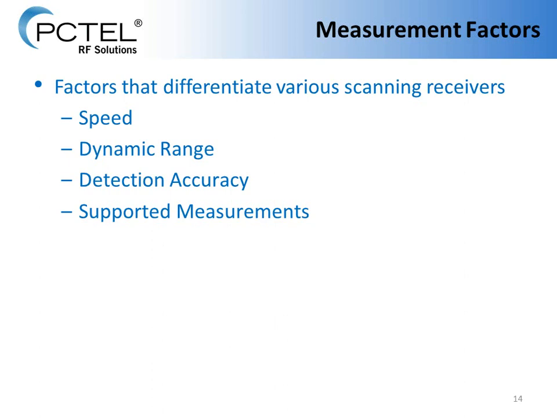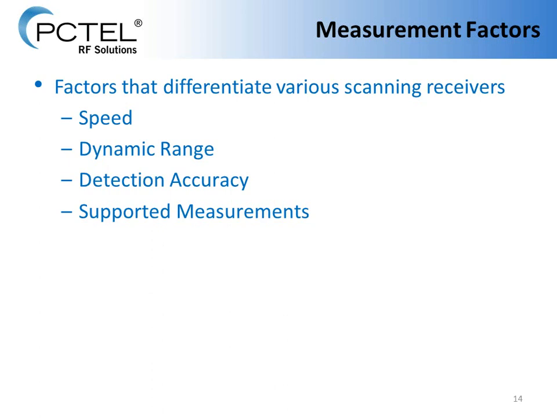So the measurement factors that really differentiate the different scanners as well as the UE. Number one is speed. Speed is very important because you want to be able to look at fading issues. If you don't have enough data to look at fading issues, you're not necessarily going to know what's going on with your network. You need very high dynamic range to provide analysis of interference from other sectors and what other servers are entering into the sector.